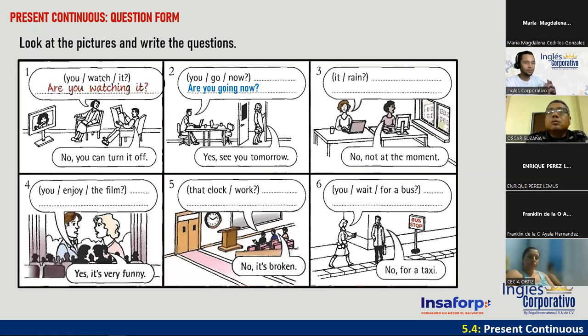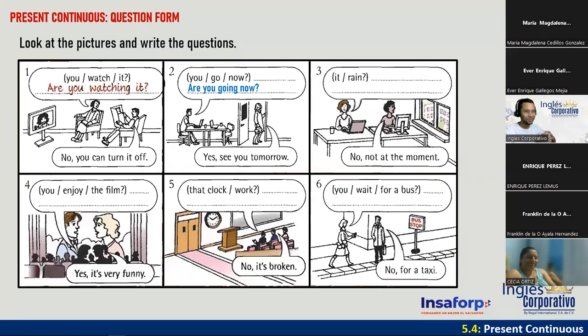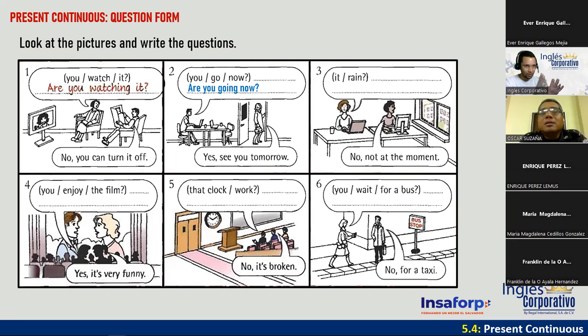¿Quién nos ayuda? Hoy han venido bien callados ustedes. ¿Qué pasó? Yo sé que es lunes, ¿verdad? Pero vamos a dar oportunidad ahorita, Ever Enrique. Veamos, Ever.